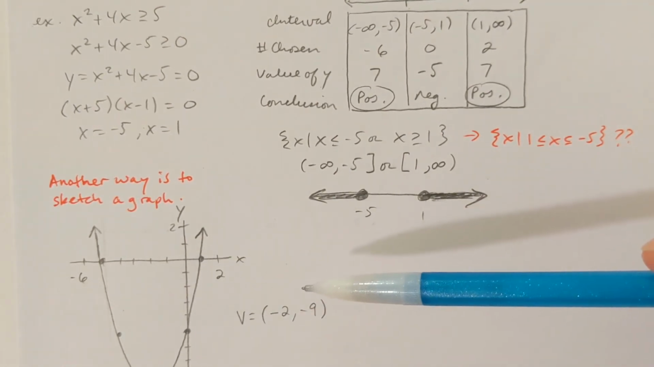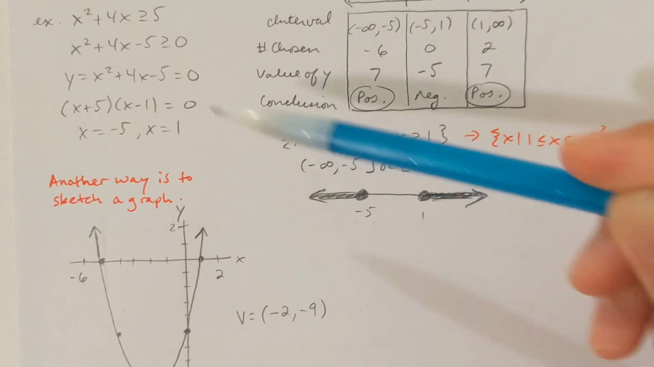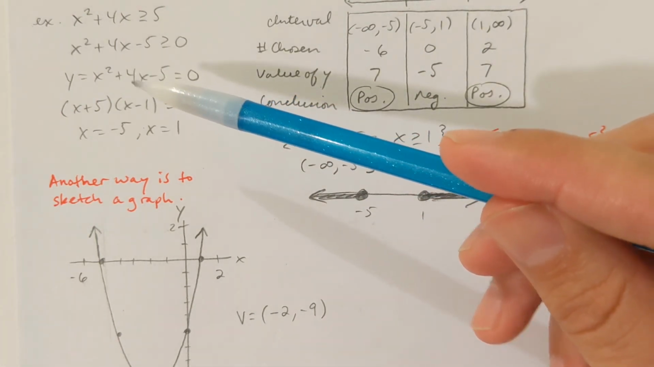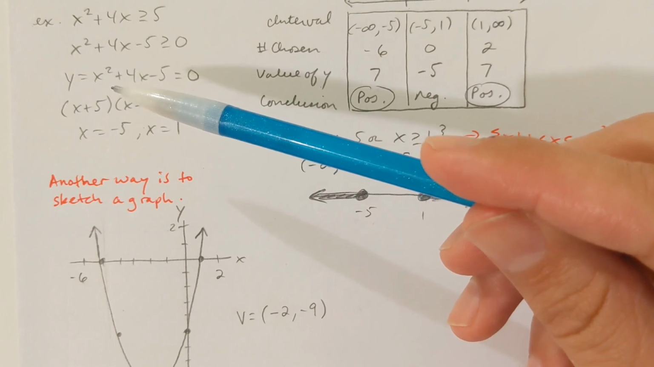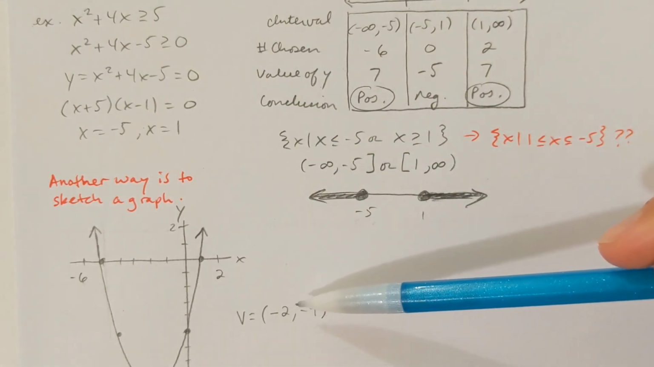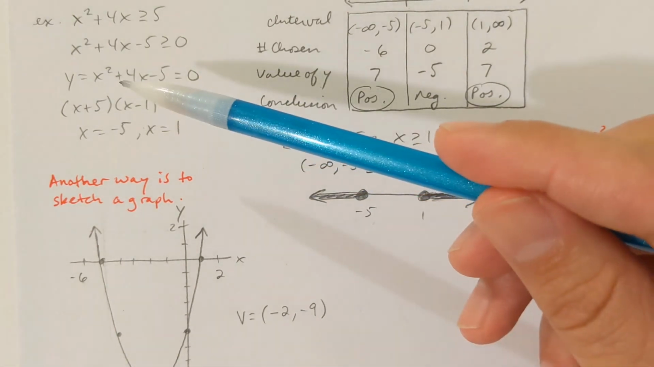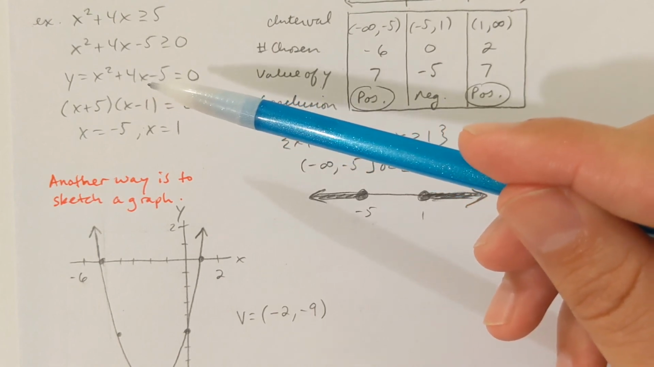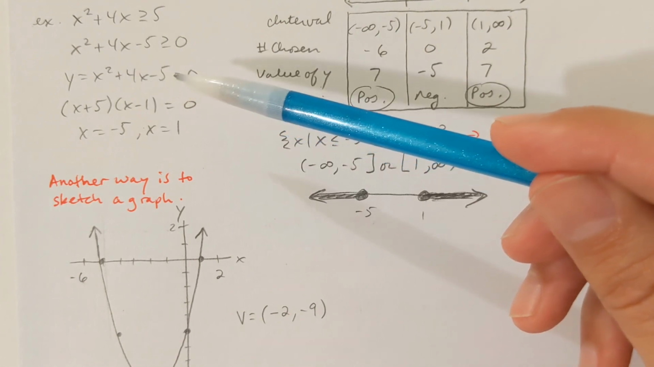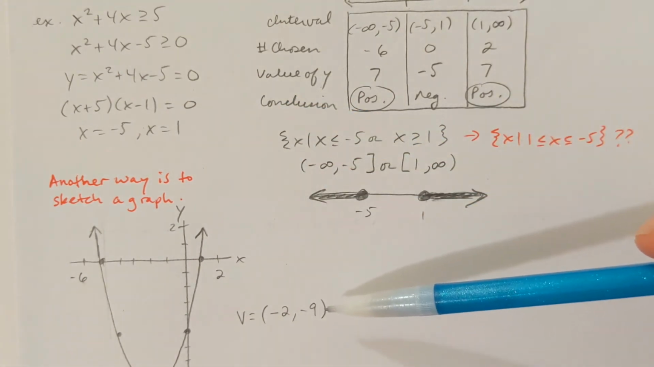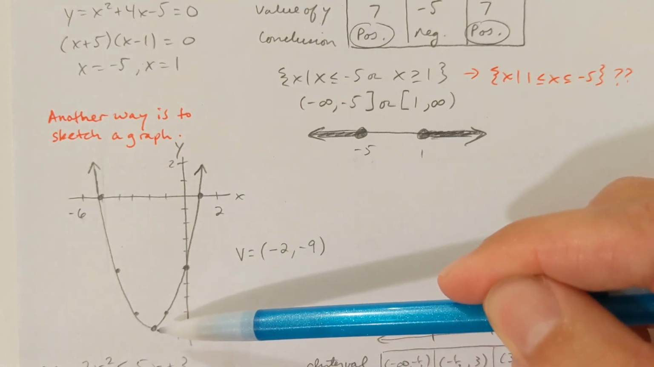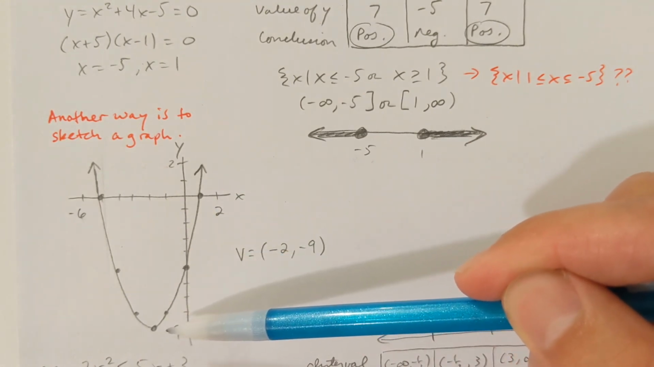The vertex: negative b over 2a. Well, negative b is -4, divided by 2a, which is 2. So -2, and when x is -2, -2 squared is 4, minus 8 is -4, minus 5 is -9. So here's -2, -9, which is the vertex, which is the lowest point on the parabola.